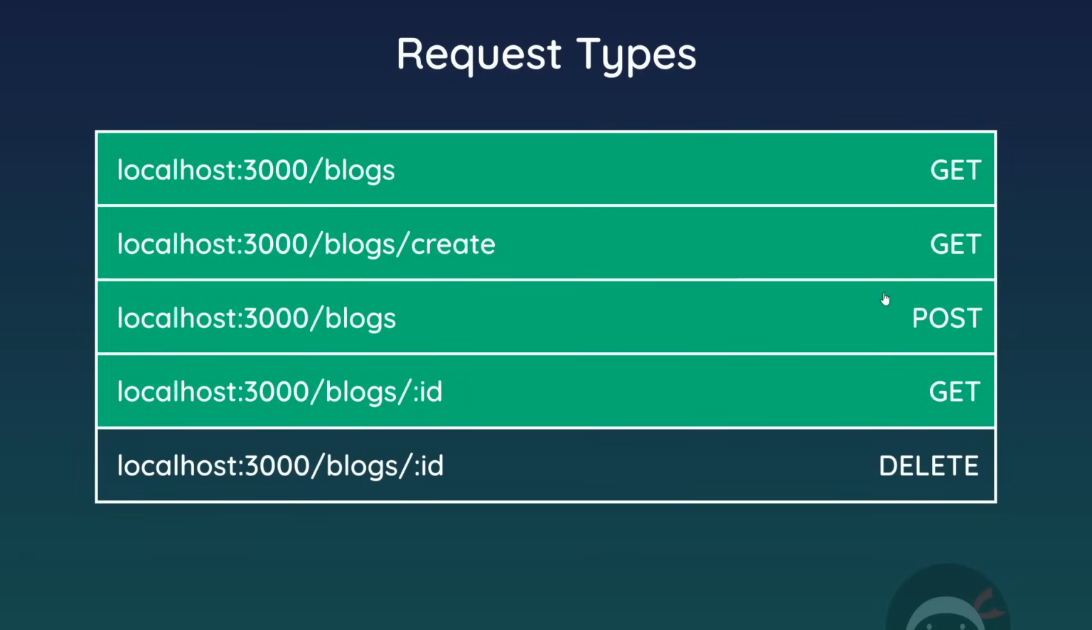Alright then gang, so we are slowly getting there. The only route left to do is this one right here, which should be a delete request to delete a specific blog document. And again, we're going to have the same route structure as this one right here, where we use a route parameter. This time though, we need to send a delete request and handle that instead of a get request. So let's do that now.